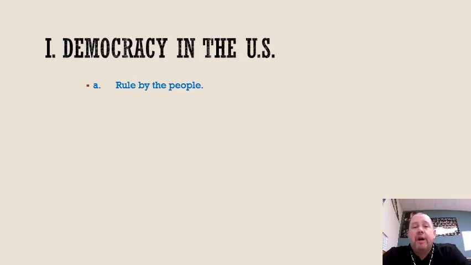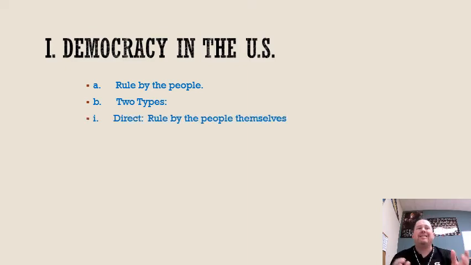So democracy in the United States. Democracy actually comes from a Greek word that means rule by the people. Okay? And so within the United States, there's actually two different types of democracy. Okay? And we'll actually see both types at times. Okay? But to say that we're a real democracy is a bit misrepresenting of what we actually are as a nation. Okay? So direct democracy, or what I would refer to as true democracy, is rule by the people.